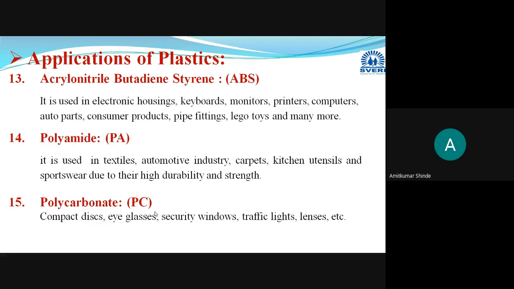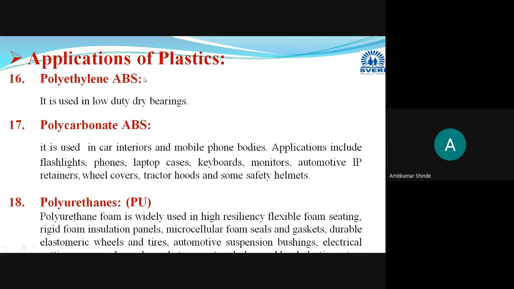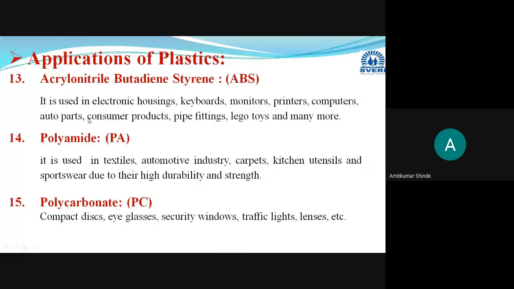Next is ABS. This is a very important material. You can modify this ABS by adding extra materials; two variants are there, polyethylene ABS and polycarbonate ABS. Before understanding these two materials, I will explain ABS. The long form of ABS is acrylonitrile butadiene styrene. I'll repeat it again, acrylonitrile butadiene styrene.